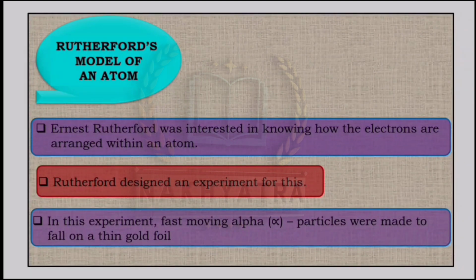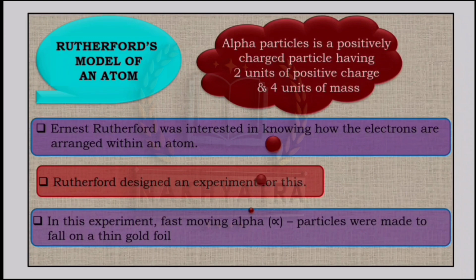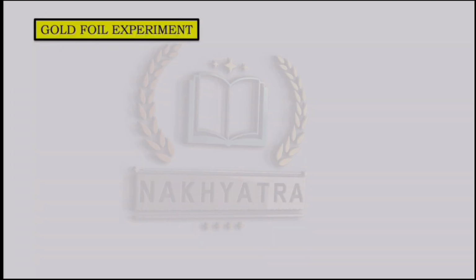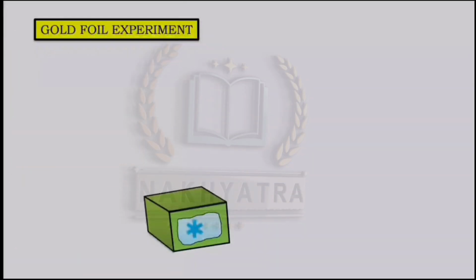Now let us see what alpha particles are. An alpha particle is a positively charged particle having 2 units of positive charge and 4 units of mass. Now let us see the gold foil experiment.